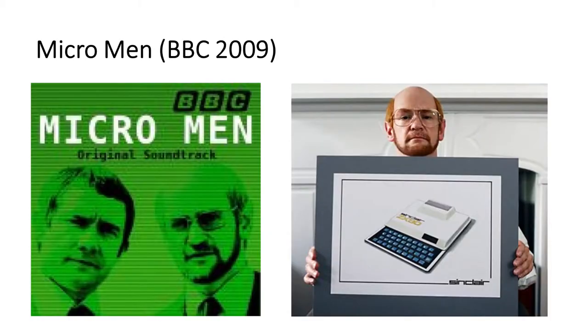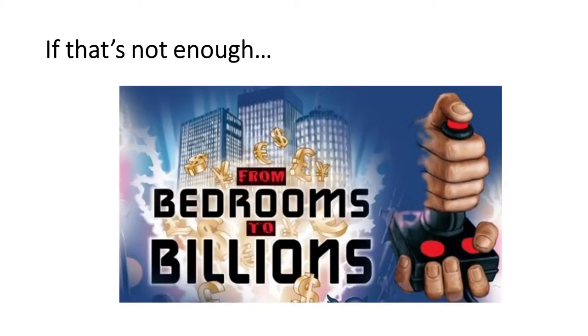Okay, if you're really into this stuff, there's a great movie out there on YouTube that you can watch for free called Micromen, about the battle between Sinclair and Acorn Computer. It's really good. I don't know how accurate the movie is, but it makes Clive Sinclair out to be kind of a psychopath. Again, I kind of wish I didn't know that. I just wanted to remember it all nice, like I did when I was a kid.